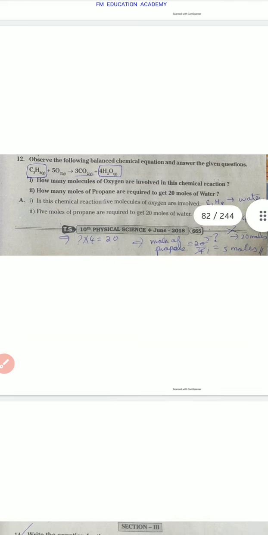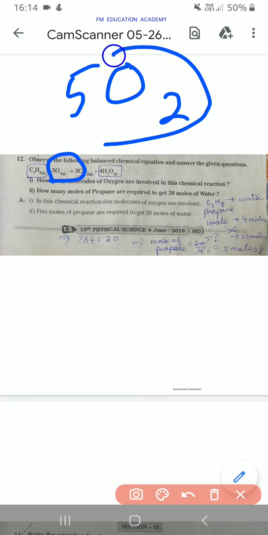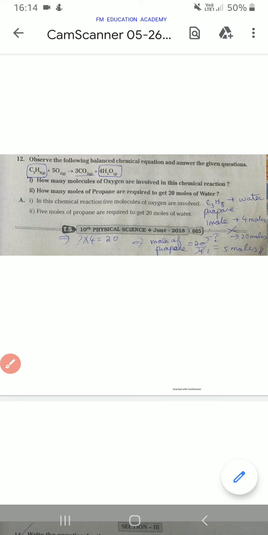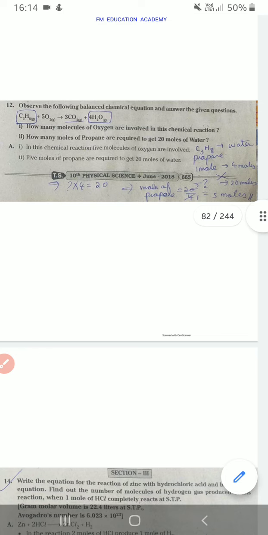Then observe the following balanced chemical equation and answer the given questions. How many molecules of oxygen are involved in this chemical reaction? So in this chemical reaction, how many molecules of oxygen are required? You can see here the number which is there before the element is called the molecules. So before oxygen, what is the number given to you? 5. So how many molecules of oxygen are there? 5 molecules are there.